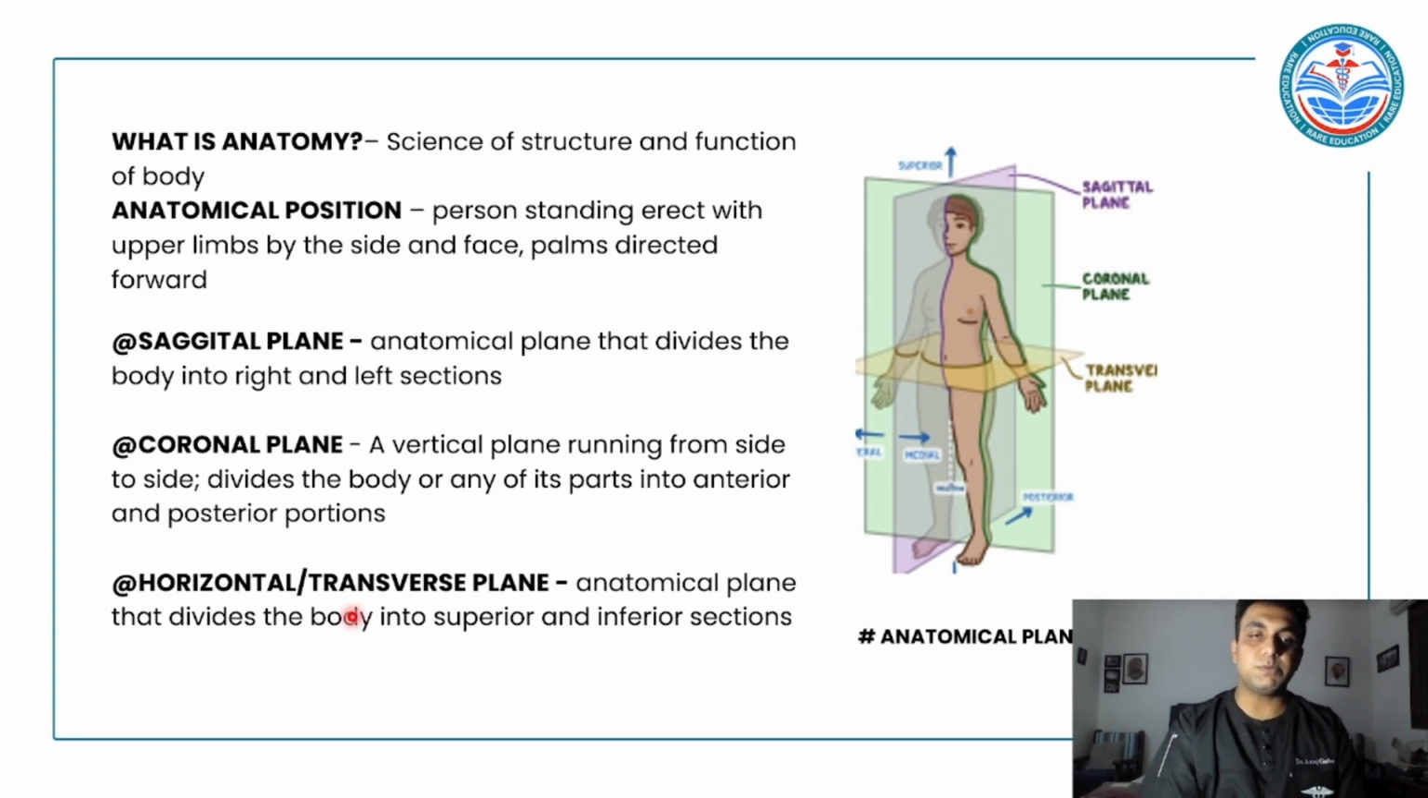Now, the last but not the least is the horizontal or transverse plane that is basically dividing the body into superior and inferior. Look at this beautiful yellow color plane, and look at the way it is dividing the body into superior and inferior. So these are the three anatomical planes, and these are very important for you to remember because this will help you in radiology as well.